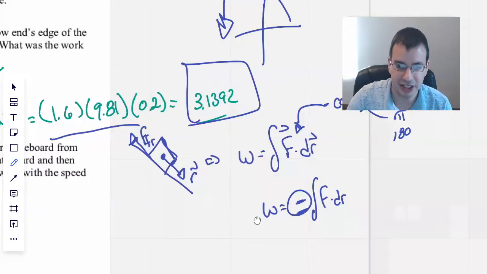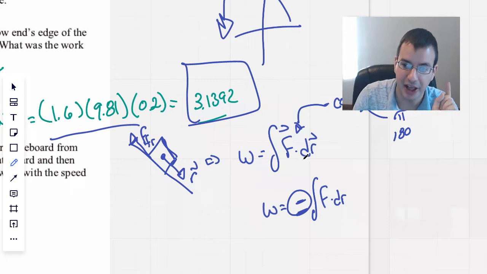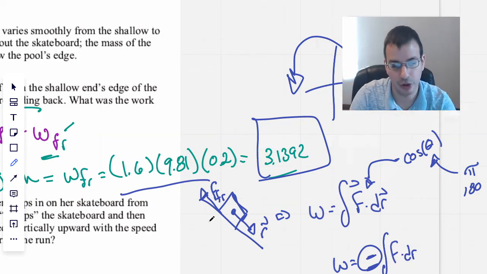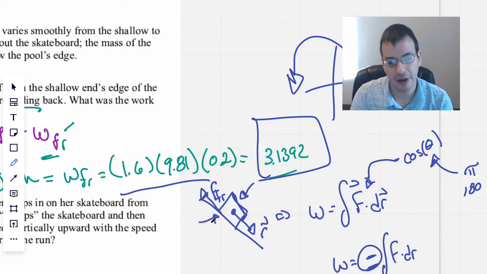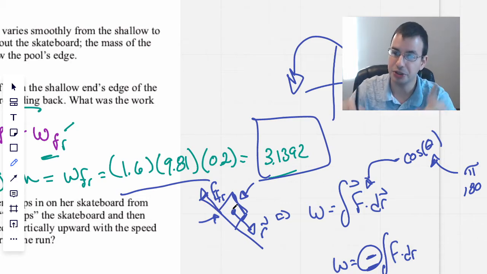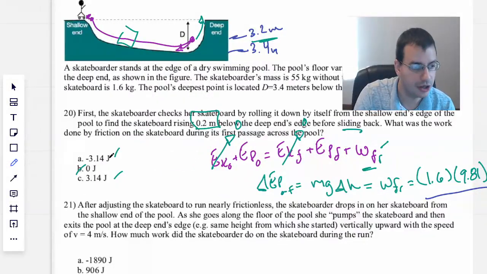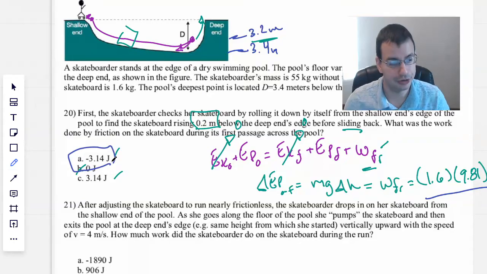And then I'm using the idea of work equals integral F dot dr with little vectors, with the dot product, to find the sign. And since we know that the friction was the opposite direction of the motion, it's going to be negative work. So this is the motion of the skateboard. That's the force of friction. The work done by friction on the skateboard, opposite directions, negative sign. And so, long story short, the answer is going to be negative 3.14 joules.